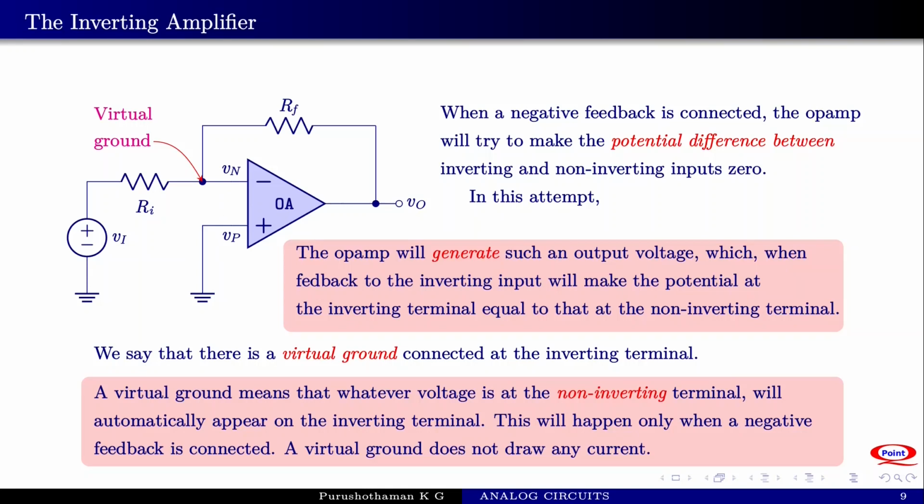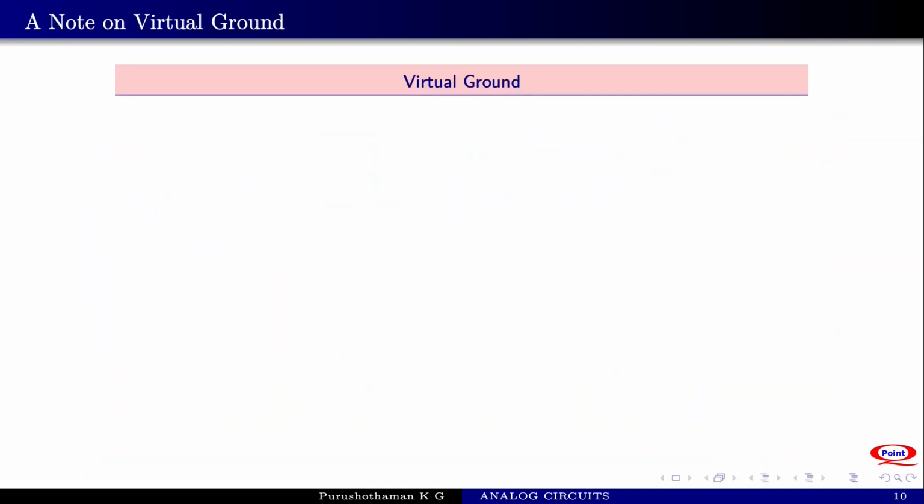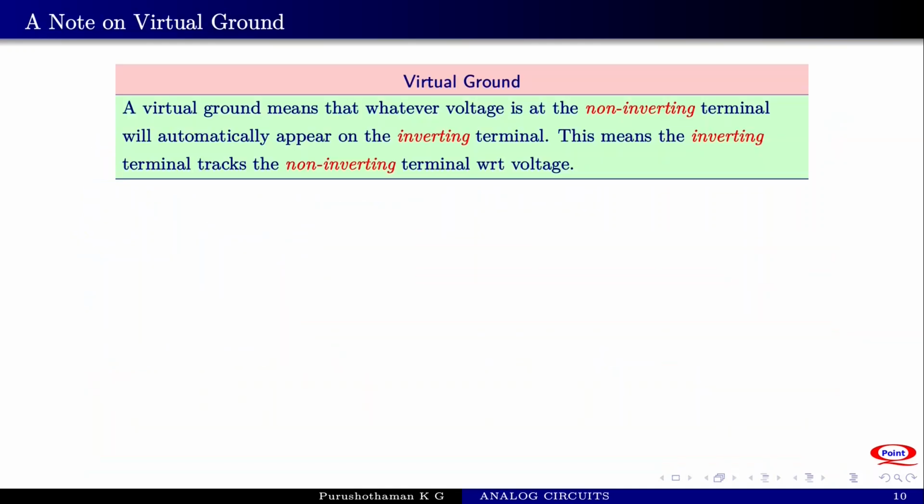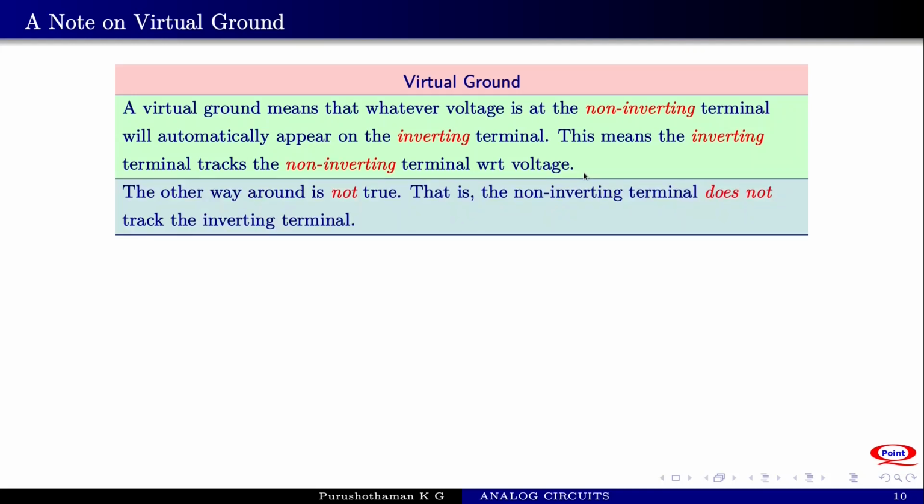There are some more points we have to discuss on virtual ground. Virtual ground, as we have seen, means whatever voltage is at the non-inverting terminal will automatically appear on the inverting terminal. This means the inverting terminal tracks the non-inverting terminal with respect to voltage. The inverse of this statement is not true. That is, the non-inverting terminal does not track the inverting terminal.